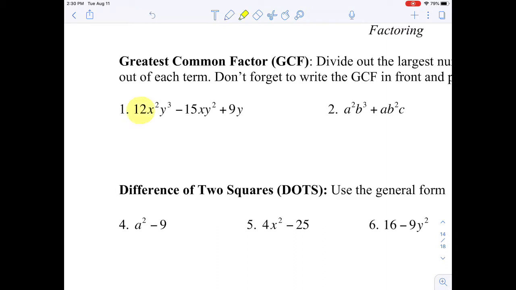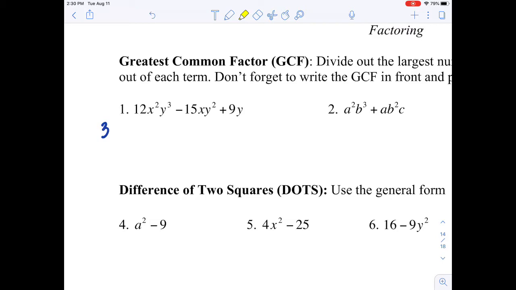First, look at the 12, 15, and the 9 and ask yourself what goes into 12, 15, and 9. As you sit there and you play with your numbers, eventually you'll realize it's 3 that goes into all of them. So 3 is going to be part of my greatest common factor. Now you want to take a look. You have an x squared, you have an x, but you don't have any x's in the third term, so you're not going to have any x's in your greatest common factor.